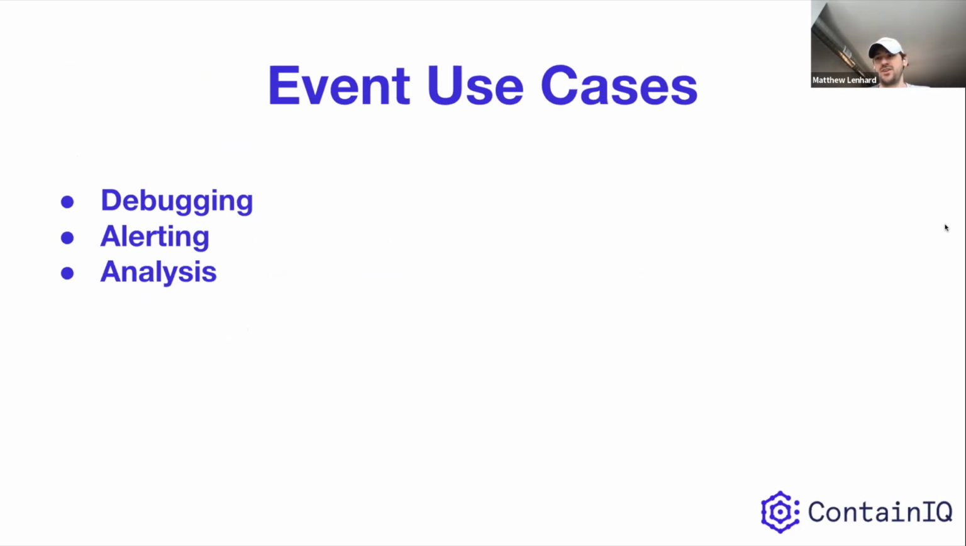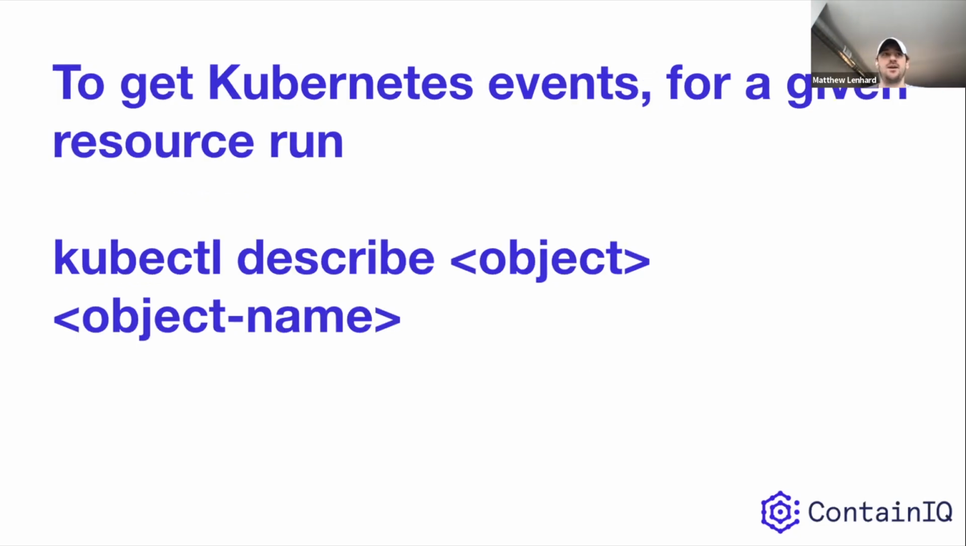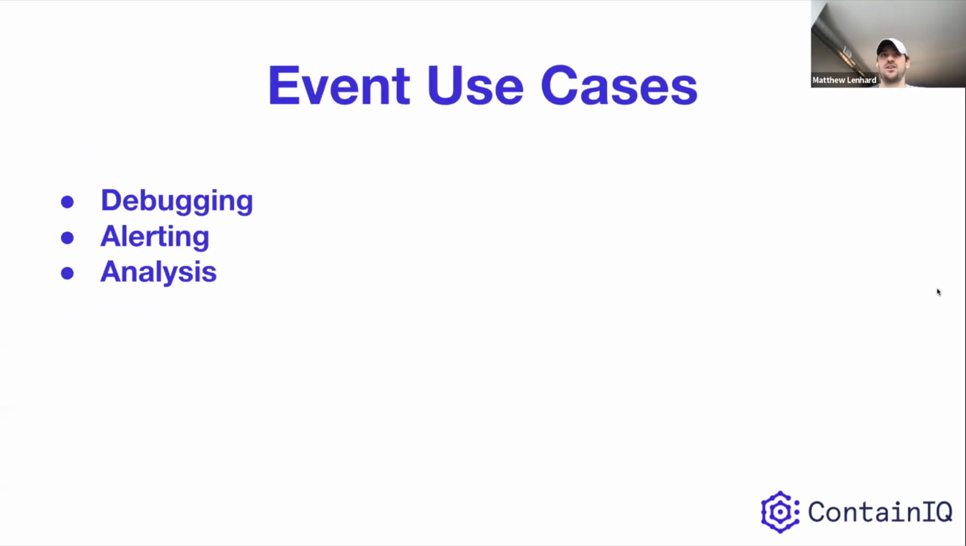So what are the typical use cases for events? Debugging is one of the most common. Maybe something's wrong with one of your pods and you want to know why. One of the first things I might do is run kubectl describe pod and then the name of that pod, and it's going to show me all of the events that happened. So I'll be able to see maybe the pod recently restarted or it was evicted. It'll basically give me the life cycle of that pod, and I can quickly figure out what's going on.